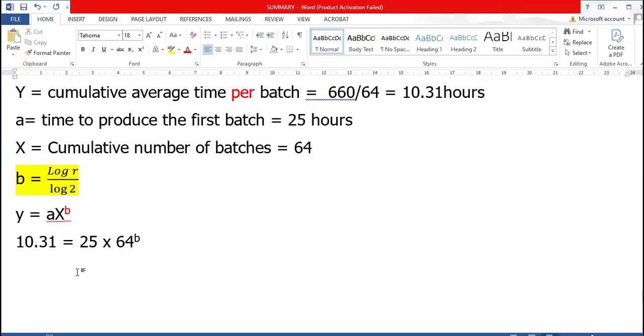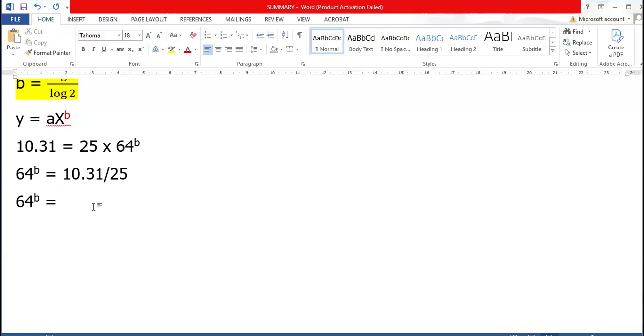How do I get B? It will be 64 power B is equal to, I want to remain with 64 this side, so it will be is equal to 10.31 divided by 25. So 64 power B will be equal to what? What do you get here? That is 0.4124.